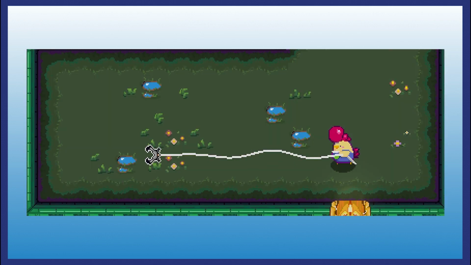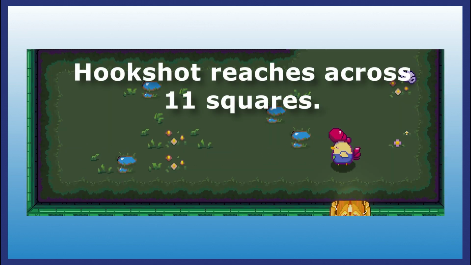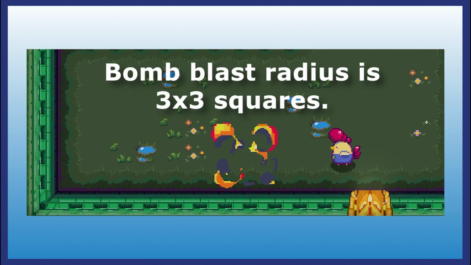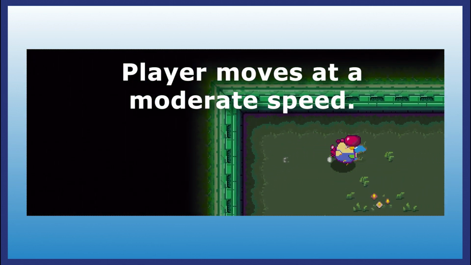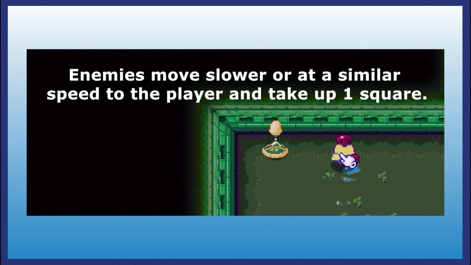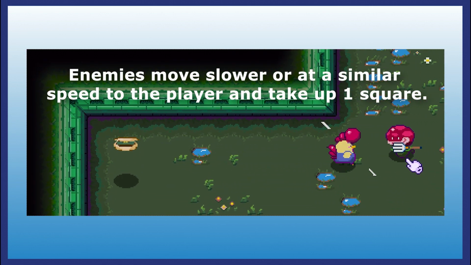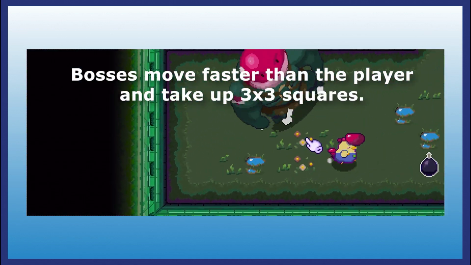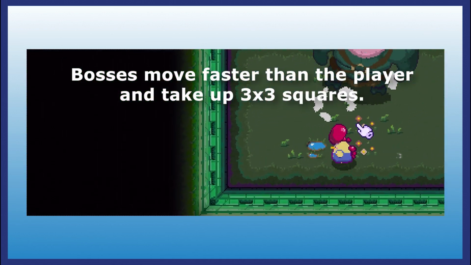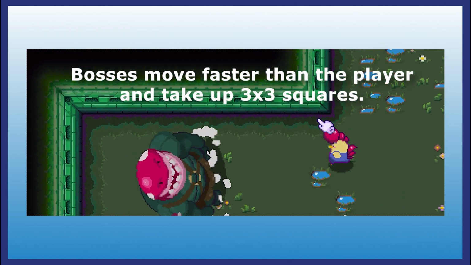In regards to the player's abilities, the hook shot is able to reach across 11 squares. Bombs have a blast radius of 3 squares. The player character moves at a fairly moderate pace. Most enemies move either slower or at roughly the same speed as the player, and they take up 1 square. Bosses, on the other hand, take up 3x3 squares and are faster than the player.